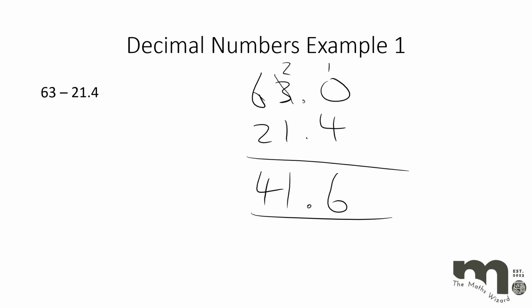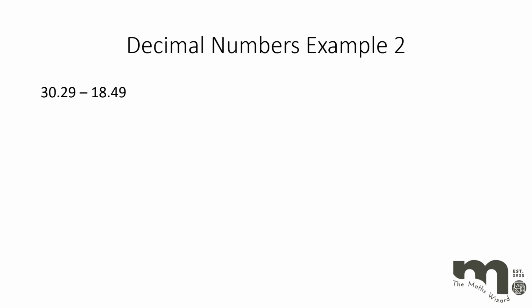It's not that much different to doing it with whole numbers. You've just got to really be careful to line up your decimal point in the right place and make sure you get all your place values correctly, in the same way that you would with whole numbers. So if we have a look at another one, we've got 32.29 minus 18.49. So if we do this now, we write our 32.29 on the top, and 18.49 on the bottom.